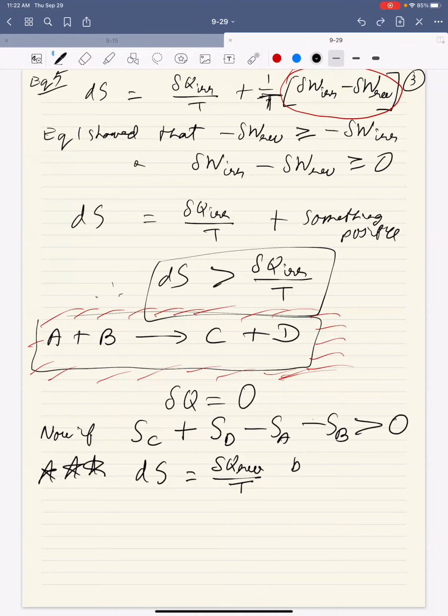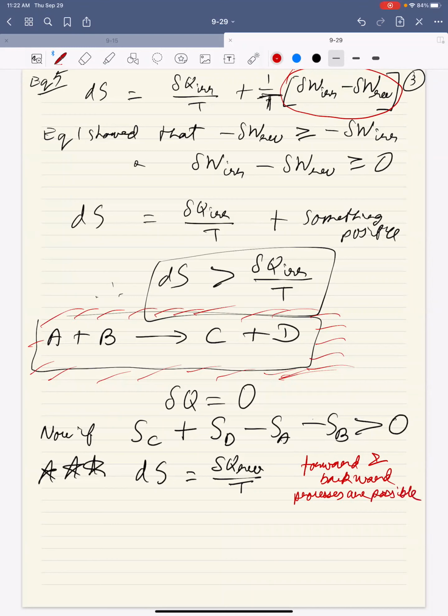If dS is equal to delta Q reversible by temperature, this means both the forward and backward processes are possible.